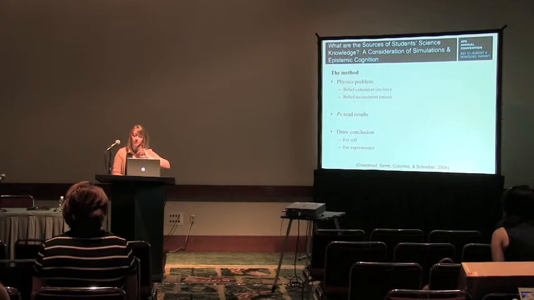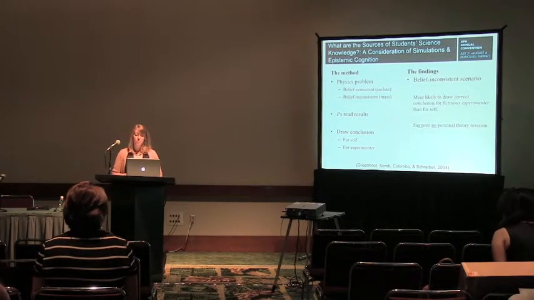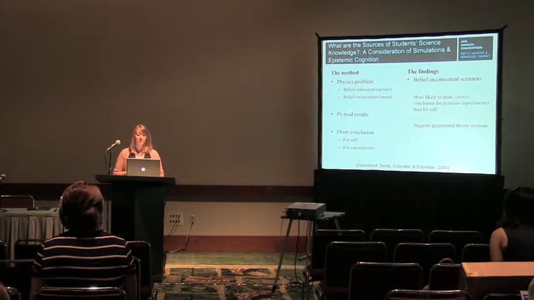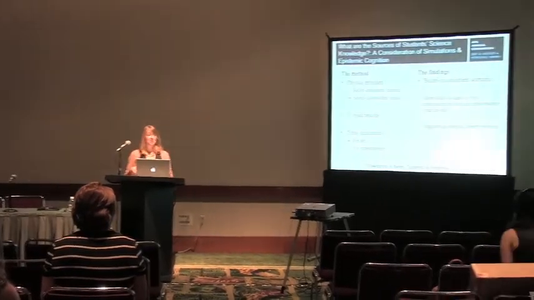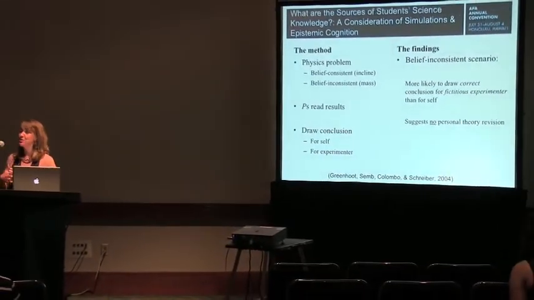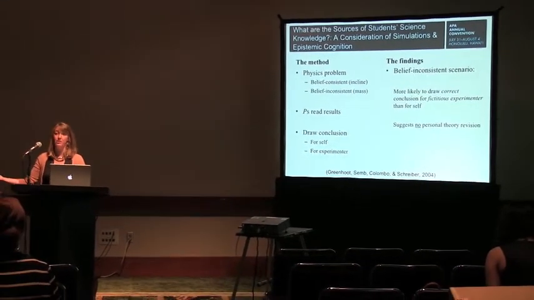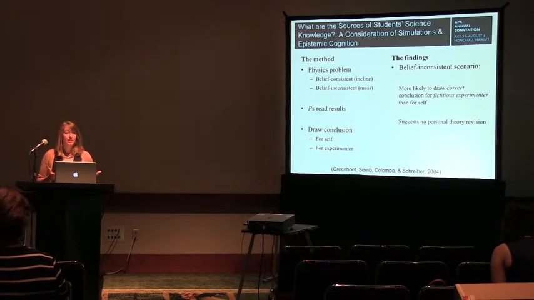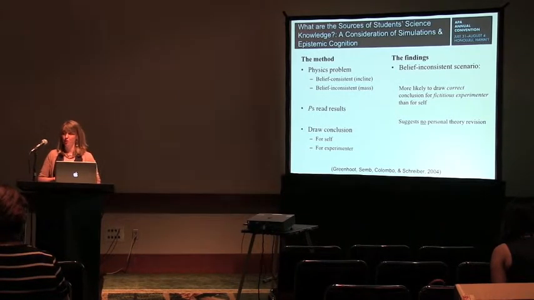So participants read the results of a fictitious experimenter, and then they were asked to draw a conclusion for themselves and also to draw a conclusion for the experimenter who ran this study. What they found was that for the belief inconsistent scenario, the participants, these college undergraduates, were more likely to draw correct conclusions for the fictitious experimenter than for themselves. So when they read these experiments, they could actually draw the accurate conclusion when they were answering for someone else, but not for themselves. This suggests that they weren't actually revising their own personal theory.